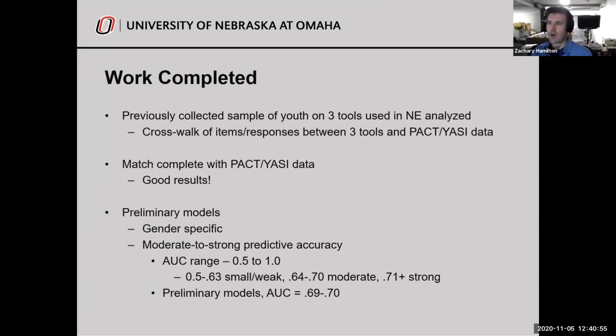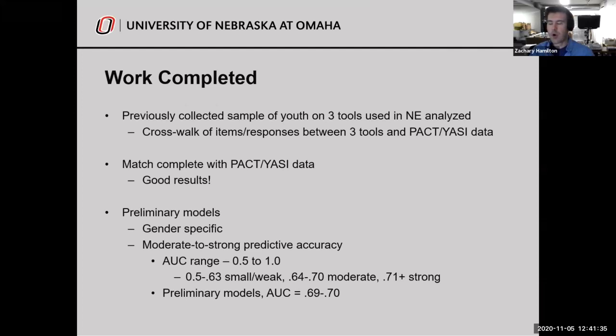What we've done so far is we've analyzed that data that was previously collected, the YLS, the Nebraska and the Arizona risk need assessment, and crosswalked all of the items that are similar within those 3 tools to the PACT and YASI data, and we've created our match sample. Our match sample is a really strong statistical model, and what we found was that we had good results, and we found a strong match between your sample and the sample of youth that we collected in the PACT YASI data or that OJJDP sample that I mentioned earlier.